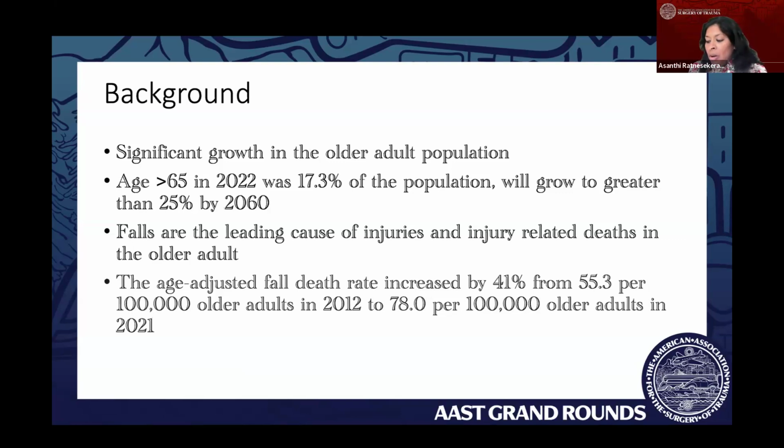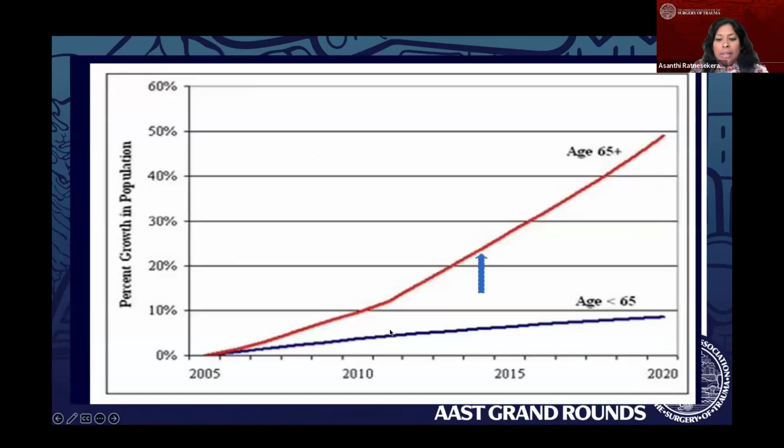All of us working at trauma centers and even in non-trauma centers know that falls are the leading cause of injuries in our older adult patients, and injury related to falls is the leading cause of death in older adult patients. The age-adjusted fall death rates have significantly increased by about 41% from a decade ago to now. This is just a population growth curve. You can see that from 2014 to now, there's a significant incline in the population age greater than 65.